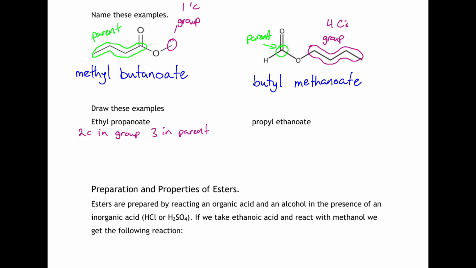Does it matter which way I draw it? No, it's which side it is attached to. The group is attached to the O side, the way I drew it here. It's attached to the O, and the parent is attached to the double bond. So the parent is attached to the double bond, the group is attached to the single O. Is that how you tell? Yeah, that's how you tell which one's parent and which one's group.